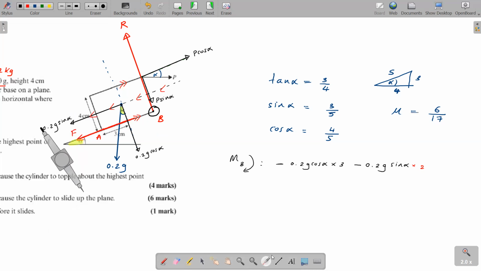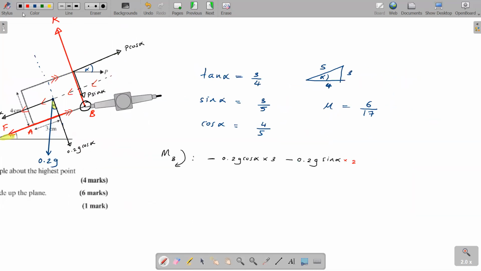You can see working with P cos alpha is easier. Why? Because it's easy to get the distance. It's really simple to get the distance. You can see the distance is directly 4 centimeters, right? So keeping the compass point around B and keeping it perpendicular to P cos alpha, when I pull it in the direction of P cos alpha to the right, you can see it's giving a clockwise moment. So P cos alpha gives a clockwise moment.